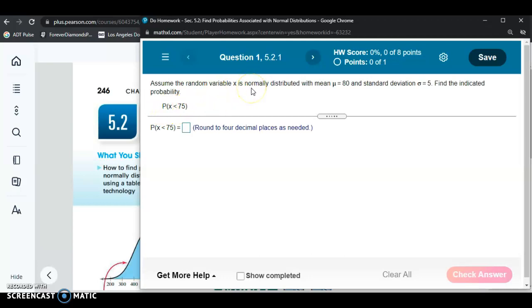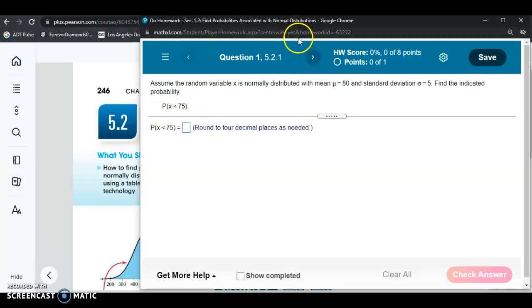So x is just some random variable that we know is normally distributed, and the mean of that random variable is 80, and the standard deviation is 5. Whenever we talk about random variables, the random variables have a probability distribution, a mean, and a standard deviation. So in this case, this particular random variable x is normally distributed with this mean and standard deviation, and we want to know how often x would be less than 75. So this literally means probability of x less than 75.